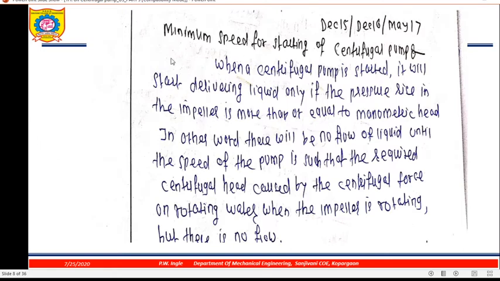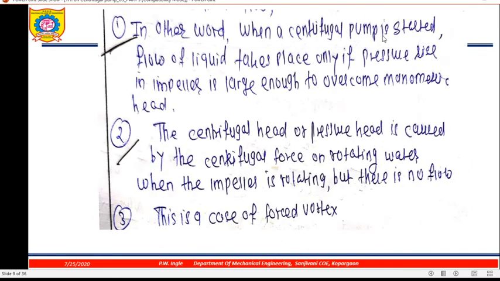Now next, the equation for minimum speed for starting of a centrifugal pump. When a centrifugal pump is started, it will start delivering liquid only if the pressure rise is more than or equal to the manometric head. In other words, there will be no flow of liquid until the speed of the pump is such that the required pressure caused by centrifugal force on rotating water is reached; the water is rotating, but there is no flow. When a centrifugal pump is started, flow of liquid takes place only if the pressure rise is large enough to overcome the manometric head.